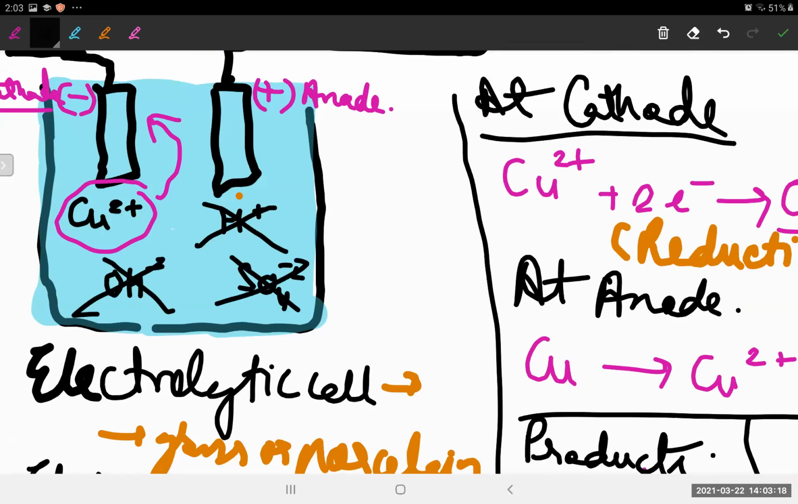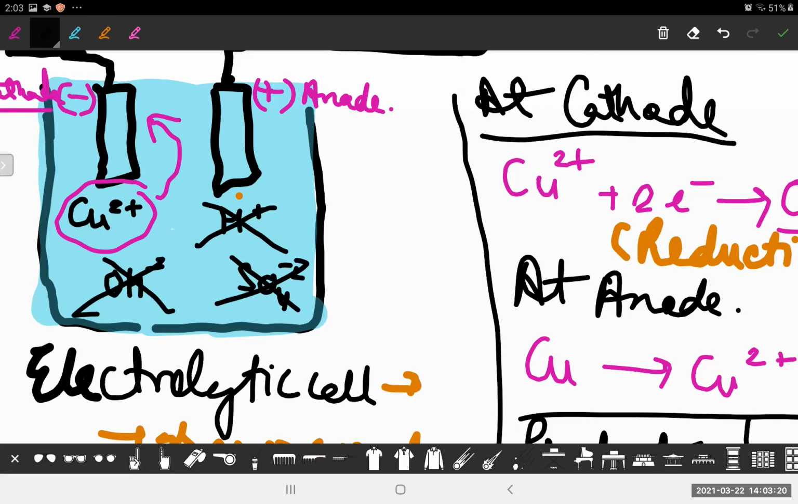Why? Because the nature of the copper electrode is active. The copper anode hence shows a loss in the mass. That's why the copper anode is showing a loss in the mass, because nothing is getting accumulated there. It is in return gaining electrons. So there is a loss in the mass.